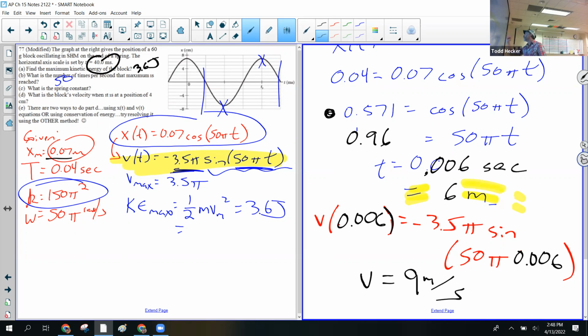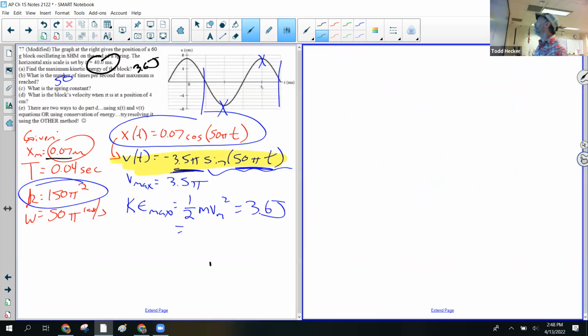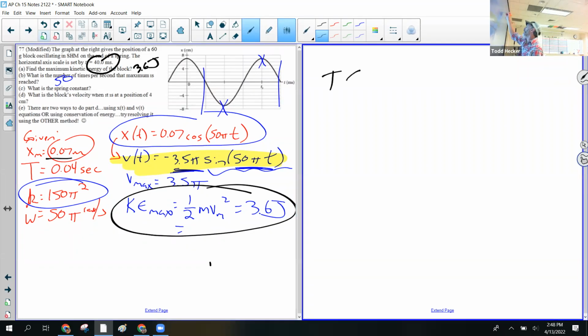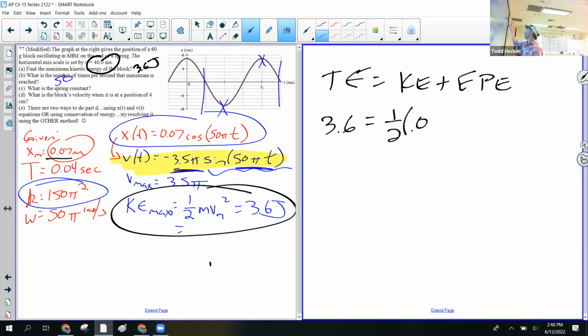Cool. All right, so that's one way to do it. The other way to do it would be to use conservation of energy. And honestly, I think this way is easier in this problem. Because remember, we already figured out our maximum kinetic energy was 3.6. That's our total energy. So total energy equals KE plus EPE, right? So our total energy is 3.6. Kinetic energy is 1/2 times the mass times v squared, which is what we're looking for, plus our elastic potential energy.